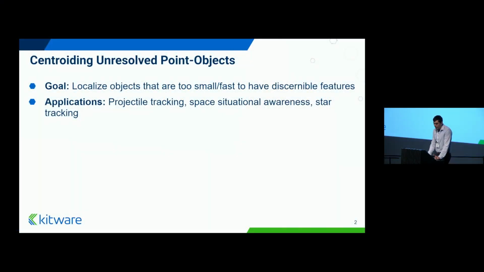A quick overview of our goal, which is to localize objects in a 2-dimensional image that are too small or fast to have discernible features. This is useful for a variety of areas, such as projectile tracking, space situational awareness, and star tracking. Using conventional framing cameras, there are currently some limitations.